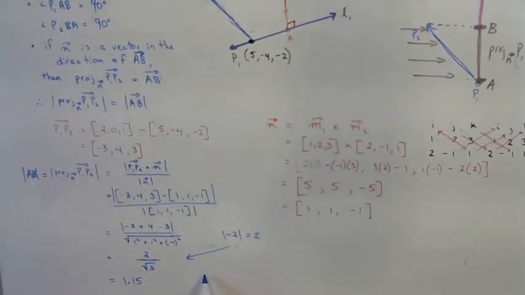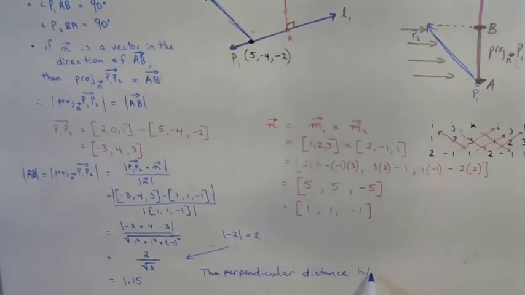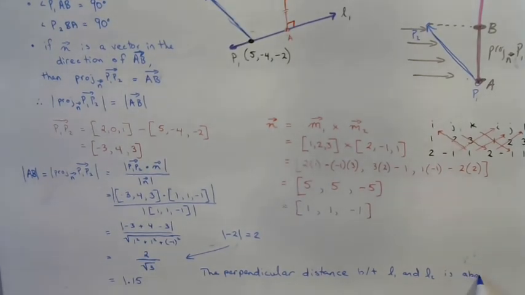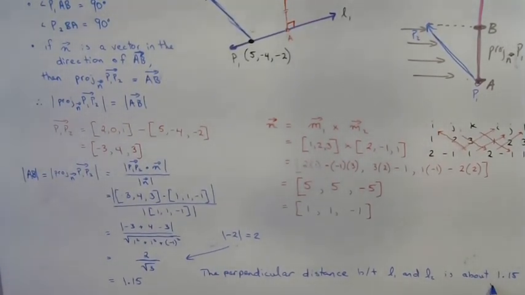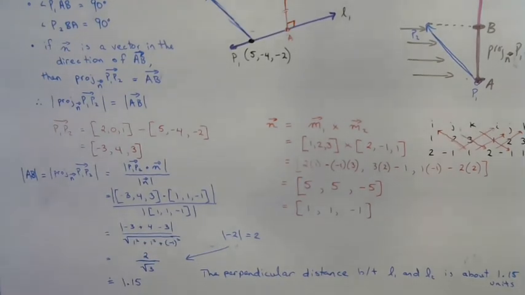So the perpendicular distance between L1 and L2 is about 1.15 units. Okay, this is an approximation. This is a non-terminating decimal.